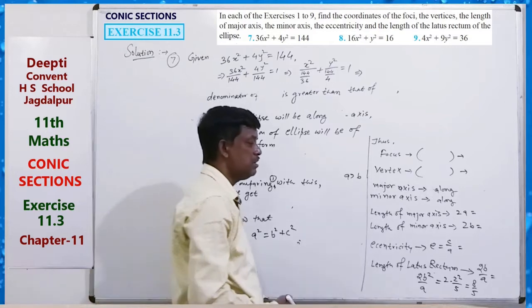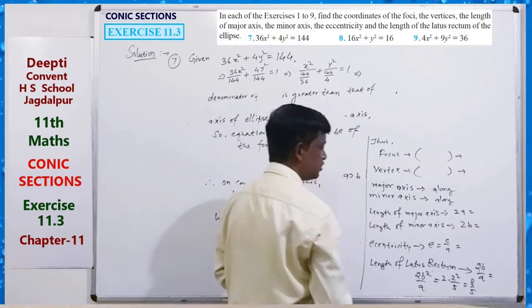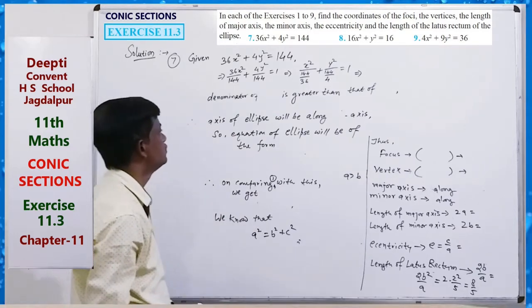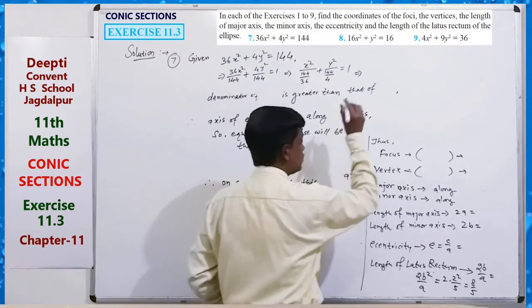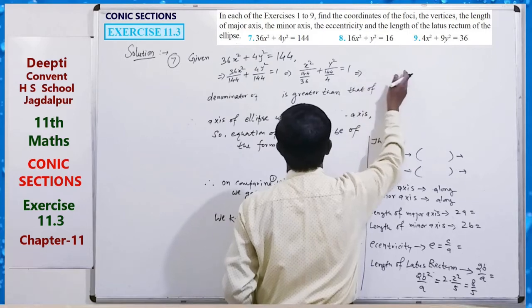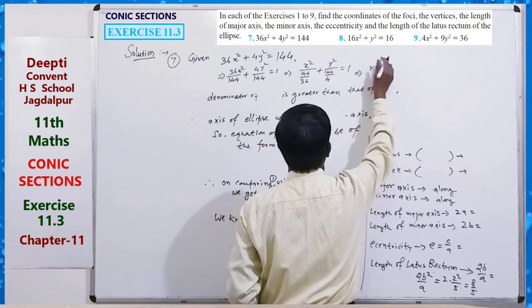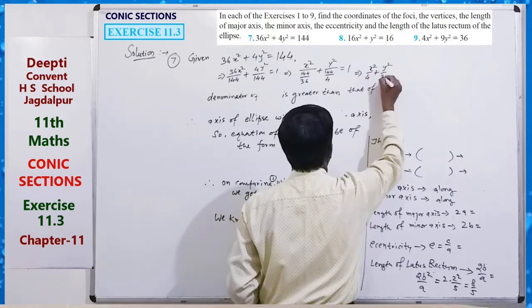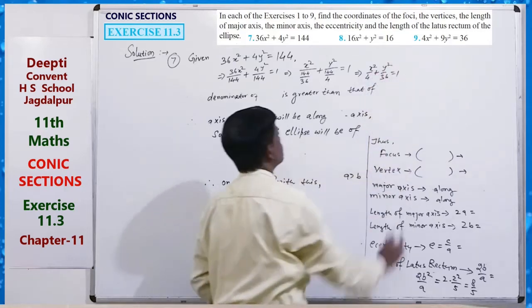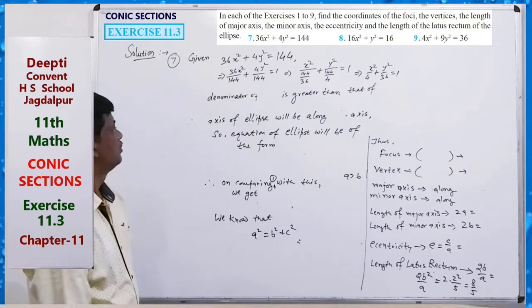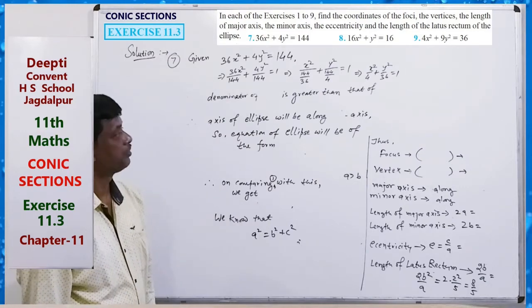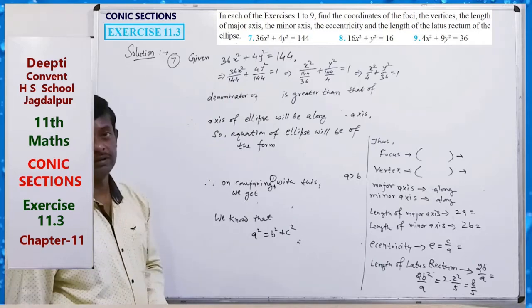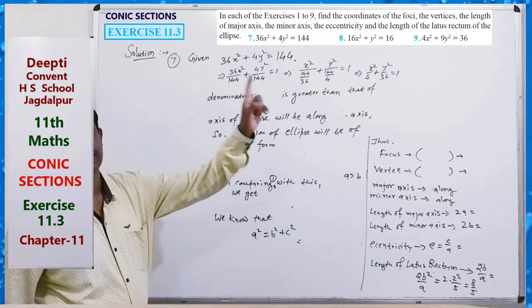And it can be written as x square by 4 plus y square by 36 equals 1. So this is the format. You have to first convert it into the standard form.